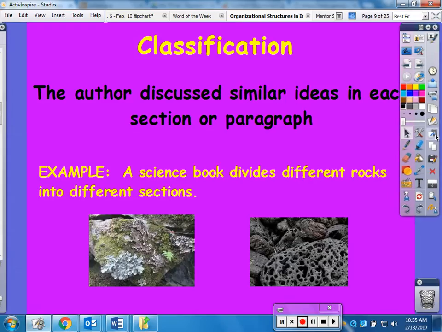And classification is when the author is discussing similar ideas in each section or paragraph. A good example is a science book that divides different rocks into different sections. You might have one section that talks all about igneous rocks, and then the next section will talk about metamorphic rocks.